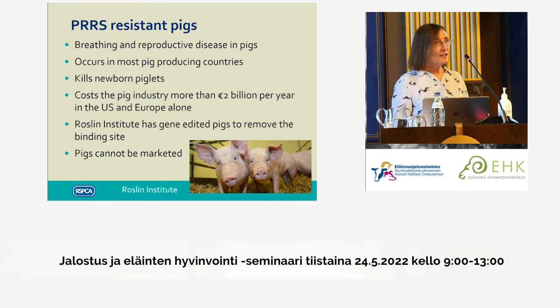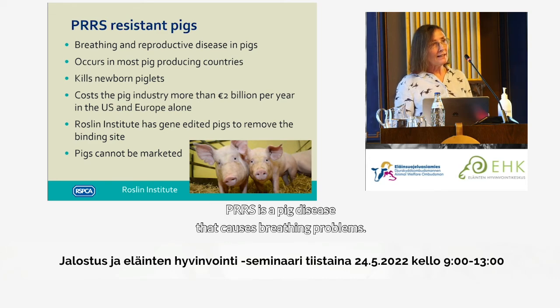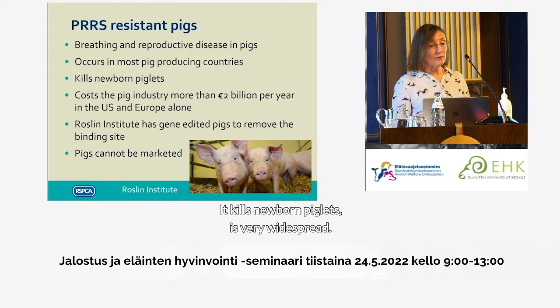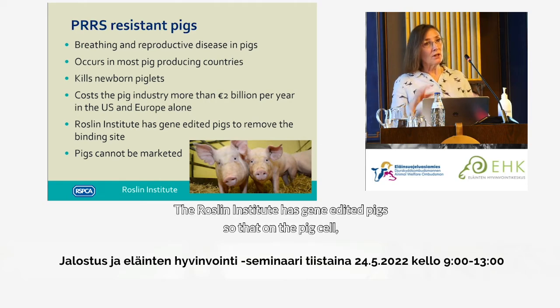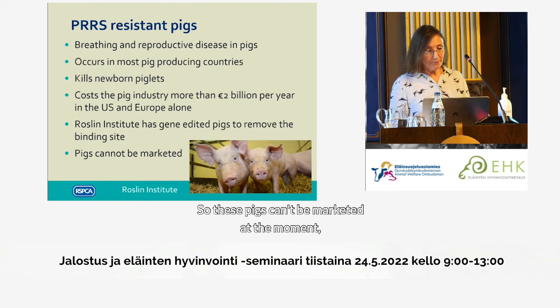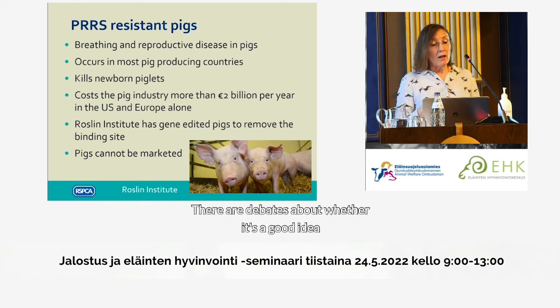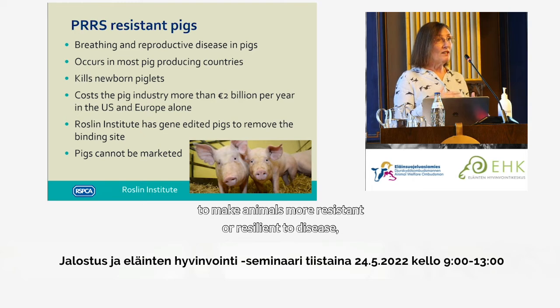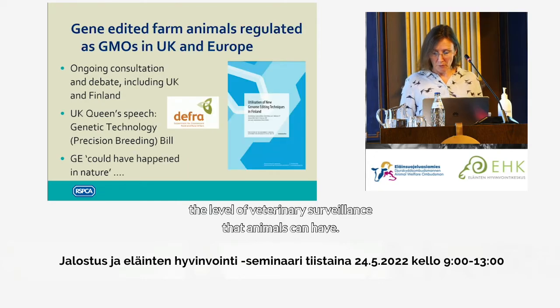In the case of disease resistance, this is a slightly more complex case, I think, and here's an example from the UK. PRRS is a pig disease that causes breathing problems. It kills newborn piglets. It's very widespread. It does a lot of economic damage, so there's a very strong driver to fix the problem. The Roslin Institute has gene-edited pigs so that on the pig cell, the molecules that the virus used to attach onto are no longer present. So these pigs can't be marketed at the moment. They can't be released into the food chain. There are debates about whether it's a good idea to make animals more resistant or resilient to disease if they can still spread it. There are debates about the level of veterinary surveillance that animals can have.